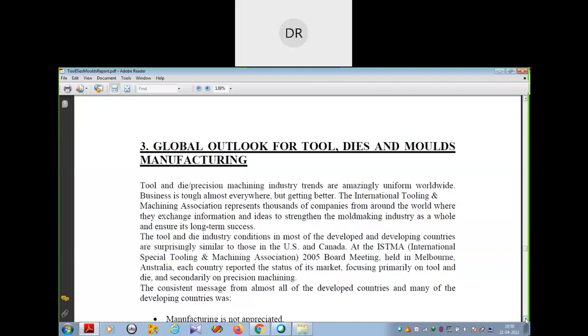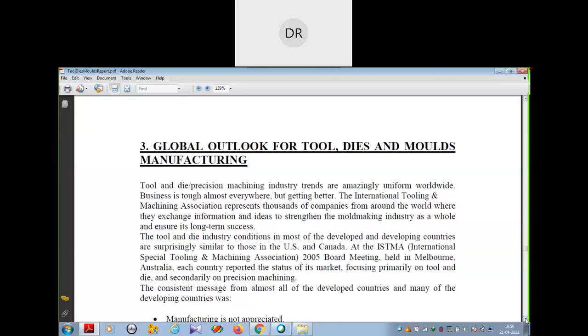The International Tooling and Machining Association represents thousands of companies from around the world, where they can exchange information and ideas to strengthen the mold making industry as a whole and ensure its long-term success.